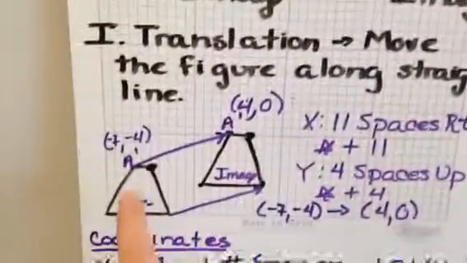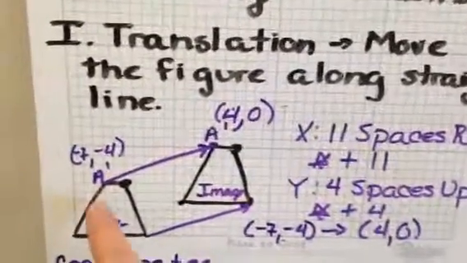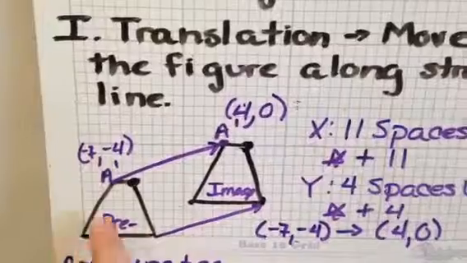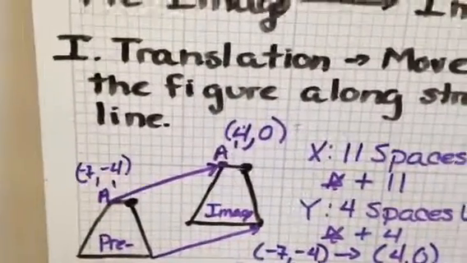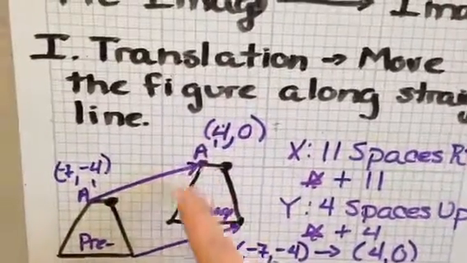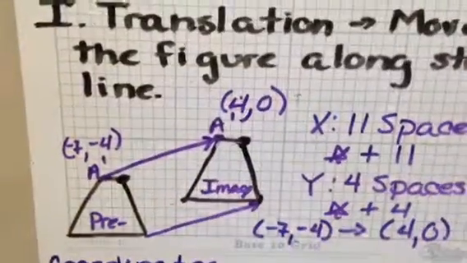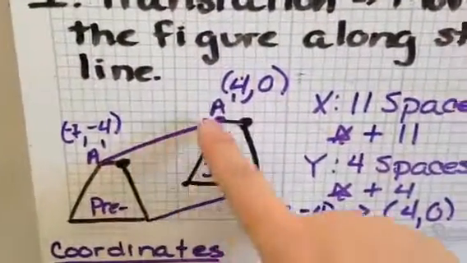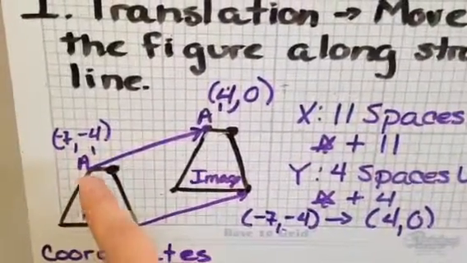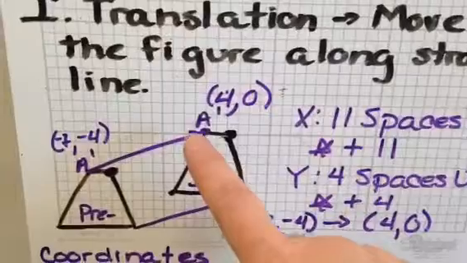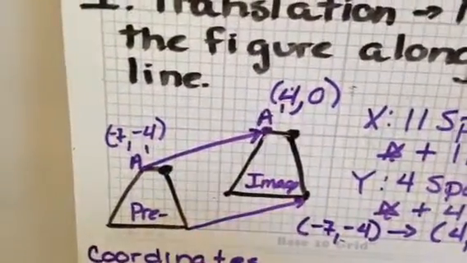So here I have my pre-image that I've labeled pre, and then my image. So I have my pre-image here, and it is as such. I've given you the coordinate of this corner here. And then I've moved that pre-image along this straight line and placed it there. Now, once I move that along the straight line, this -7, -4, that point now becomes 4, 0. And every single point on this pre-image is going to move by that same amount.